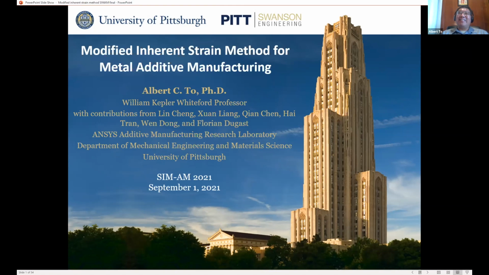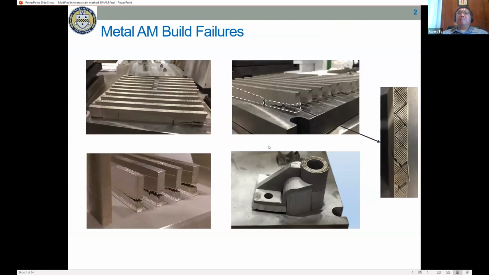But let me start. This is really a summary of our work in the past 5 years in our efforts to develop a better inherent strain method to model the metal additive manufacturing process, and in particular, the laser powder bed fusion process. So I'll talk about the background, the model, and some of the applications.